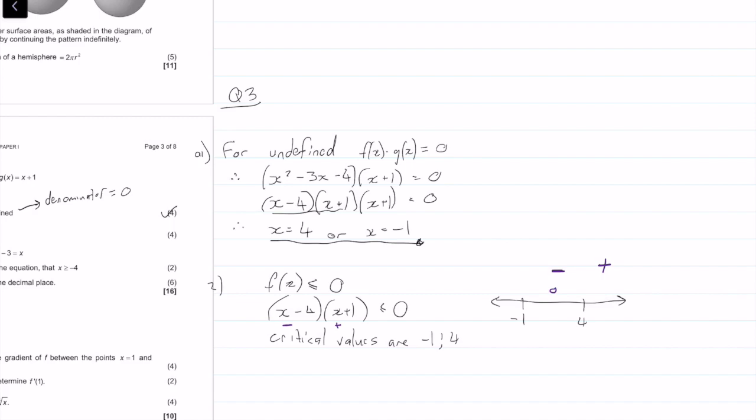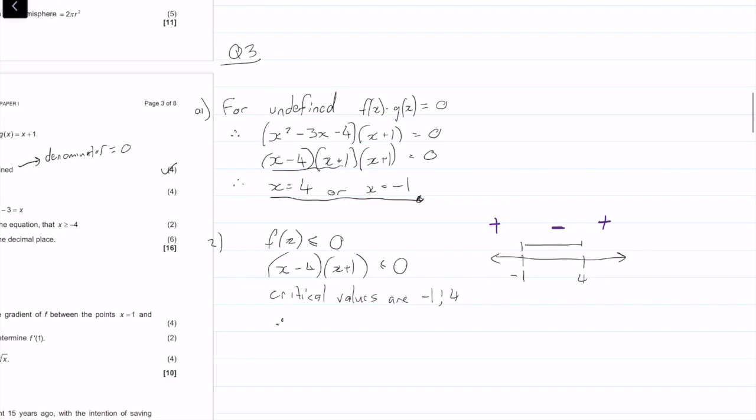And then we pick a number much smaller than minus 1. So let's say minus 100. If we pick minus 100, that is going to be a minus, and that is going to be a minus. Minus times a minus is a positive. So now what we look at is our signs. If we look at our signs, we're looking for less than or equal to, and that would be in this range right here.